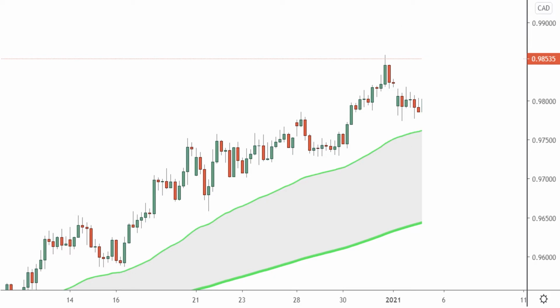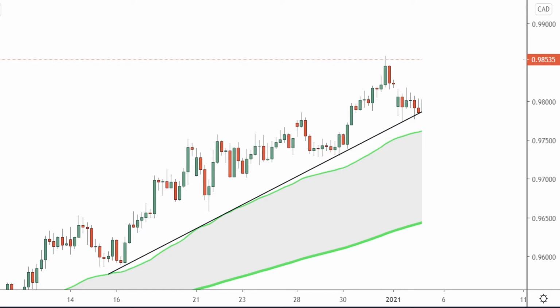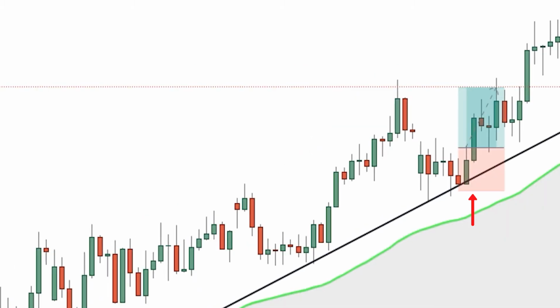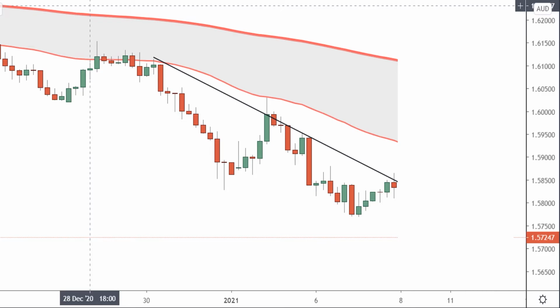After I identified that, I drew a trend line and I waited for price to approach the trend line again. I waited for the trigger candle, which was the bullish engulfing. You can see the bullish engulfing here. That's when I placed my stop order for this trade. In just 4 candles, I took profit. This was another example of a trade that I took.